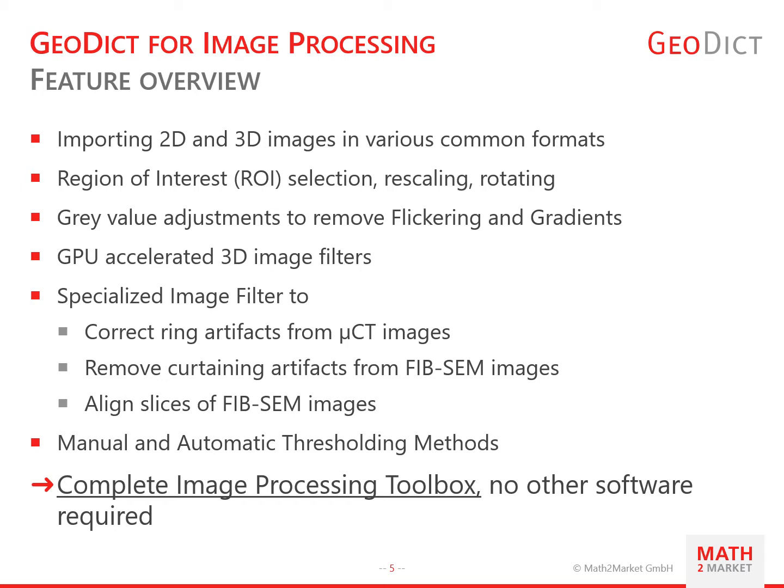We also have specialized image filters, for example, to remove ring artifacts from micro CT scans, or a very nice example is our curtaining filter for FIB-SEM images. That really removes the curtaining effects in FIB-SEM images very well without blurring out the image. We also have tools to align slices of FIB-SEM images and various thresholding tools. In other words, you don't really need another image processing tool. GeoDict is your complete image processing toolbox, and it's directly integrated with your analysis and simulation tools.